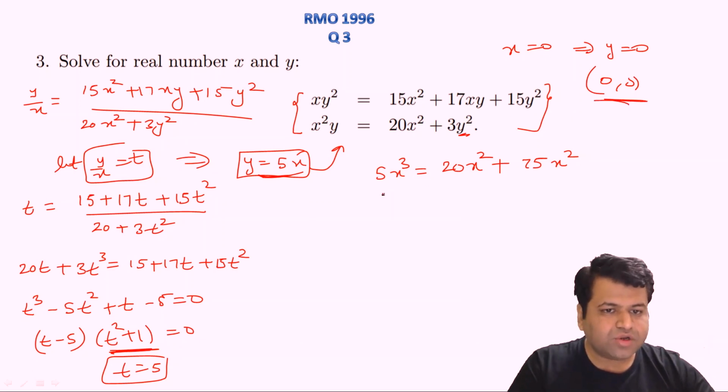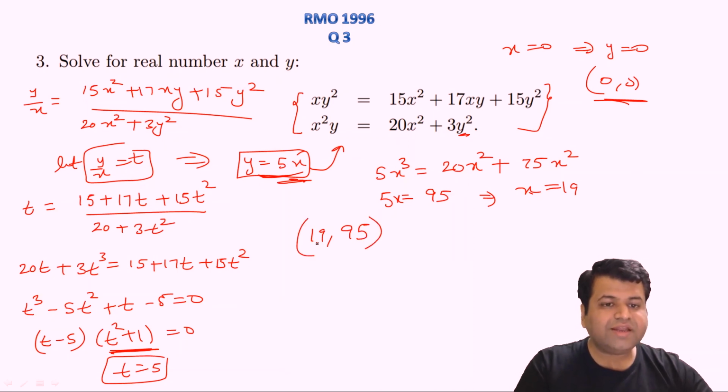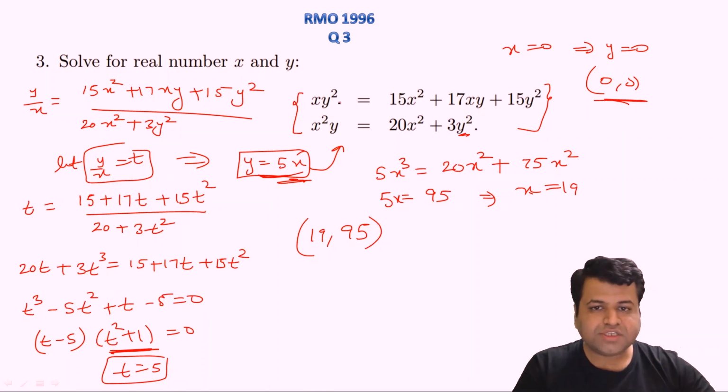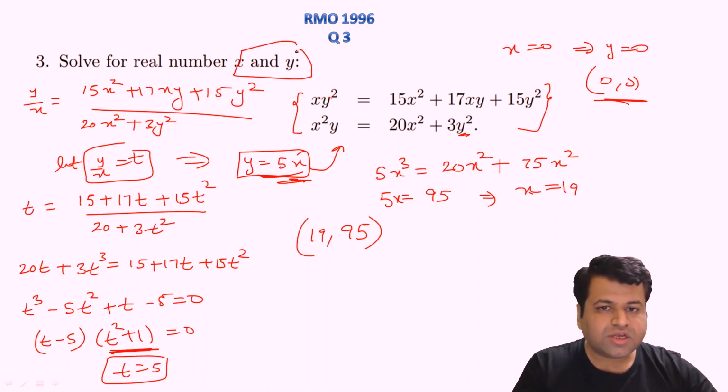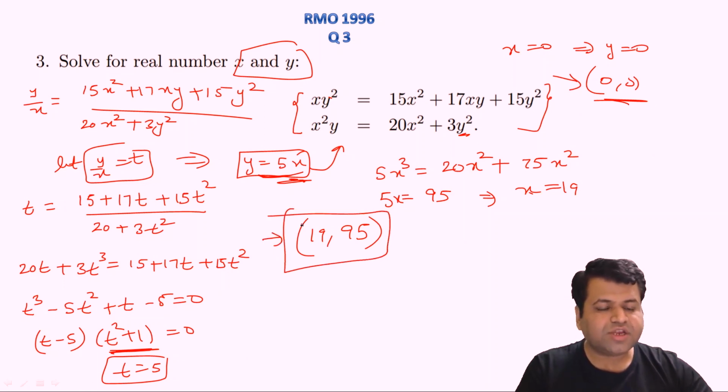And if x is not equal to 0, then what are we left with? We are left with 5x equals 20 plus 75, which is 95. So that will imply x is nothing but 19, right? So if x is 19, then y will be 5x, that will be 95. So 19 comma 95 will be one other solution. Since we need to solve for real numbers, there are basically two solutions. One is 0 comma 0 and the other one is 19 comma 95.